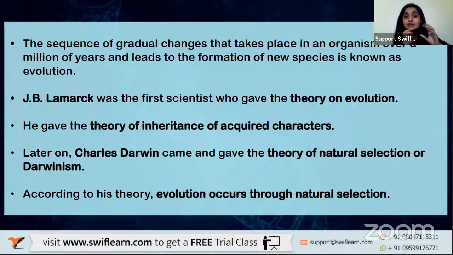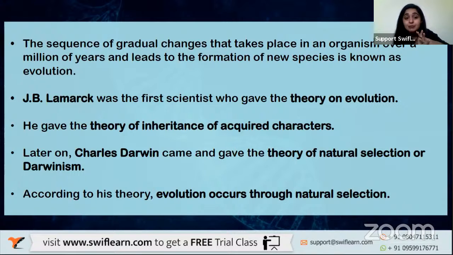Now, the sequence of gradual changes that take place in an organism over millions of years and lead to the formation of new species is known as evolution, right? This we all know, that it takes millions and millions of years to get those evolutionary changes in any organism, right? Because slowly, generation by generation, the older ones will be dying and going away, and the new and the new ones will be coming with the new changes.